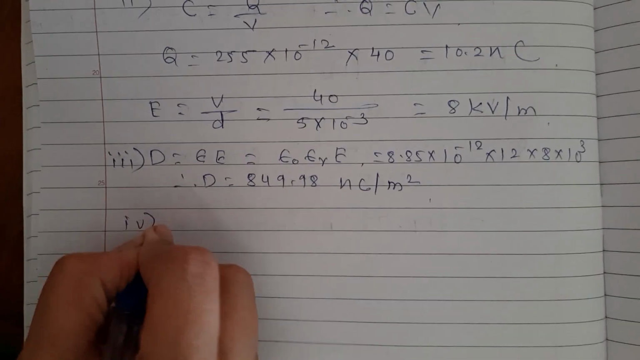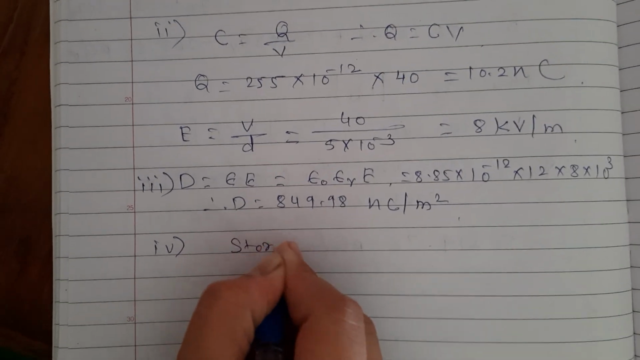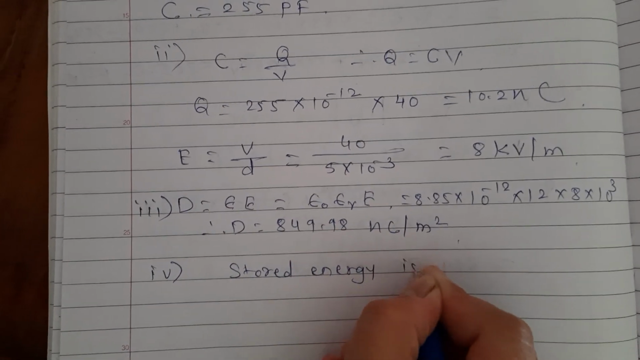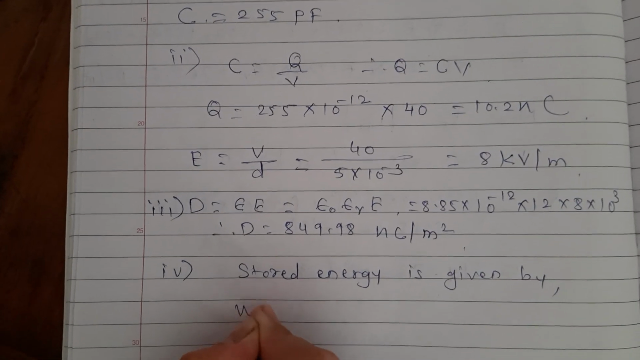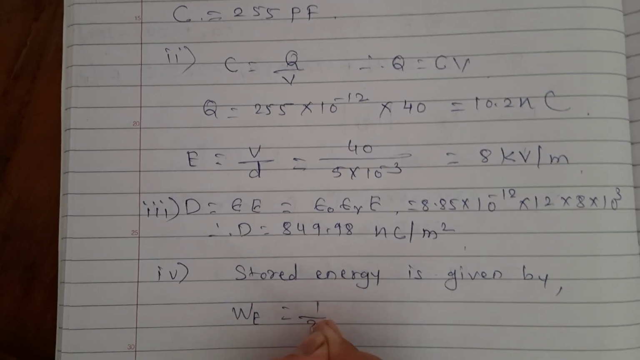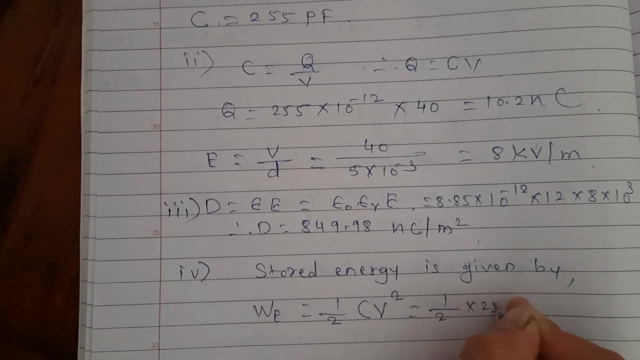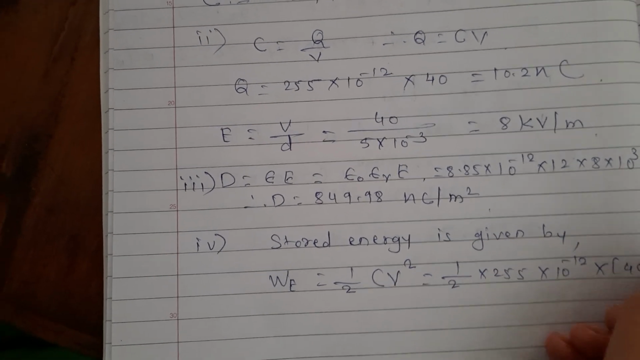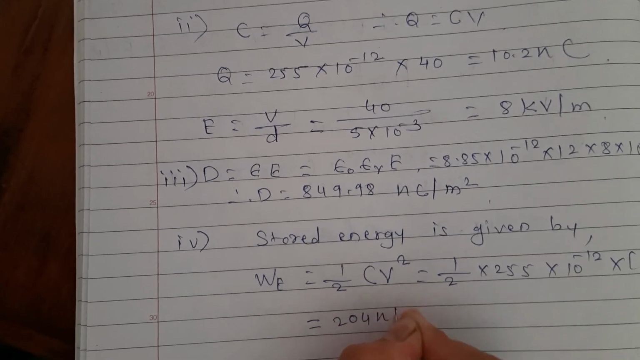And the next is energy stored. So the stored energy is given by WE is equal to 1 by 2 C V square. So it is C is 255 into 10 raised to minus 12 into 40 square. So it is 204 nanojoule.